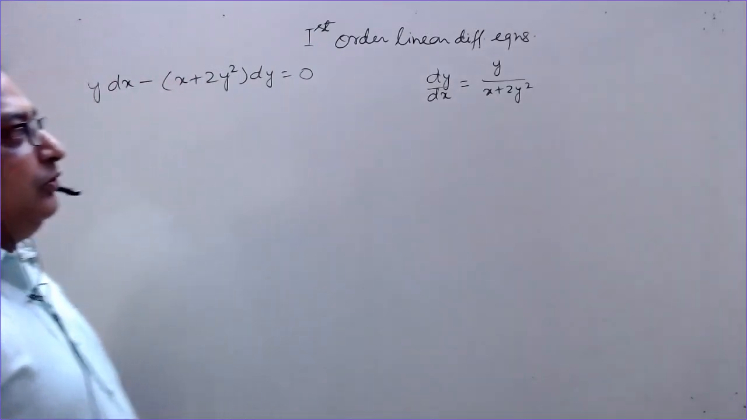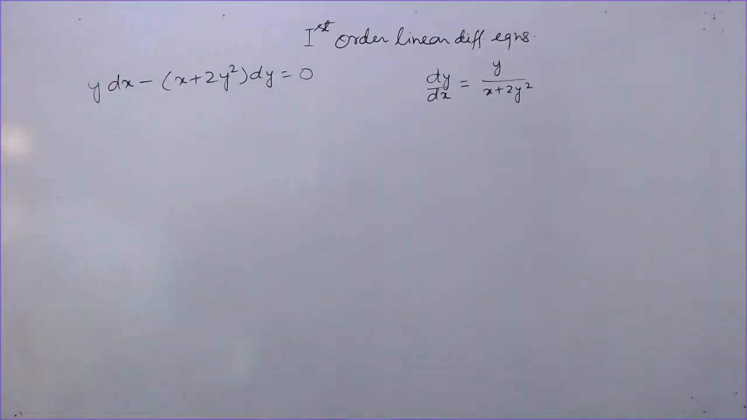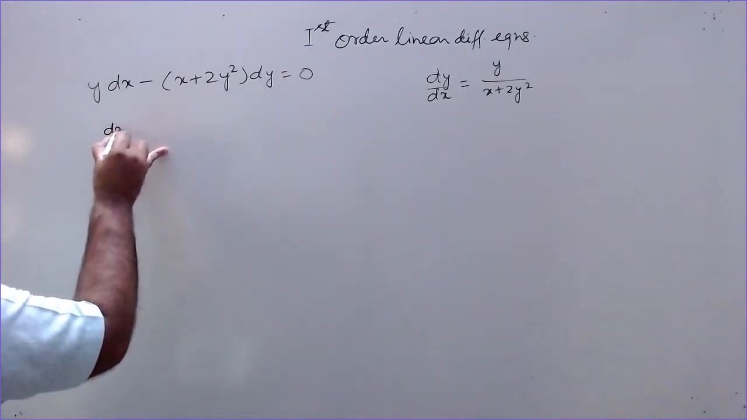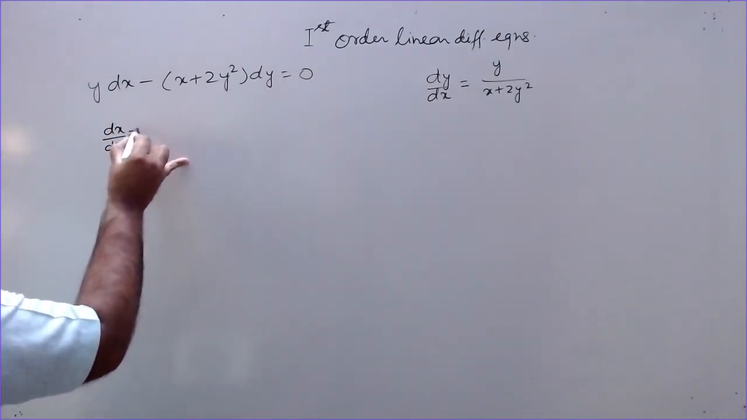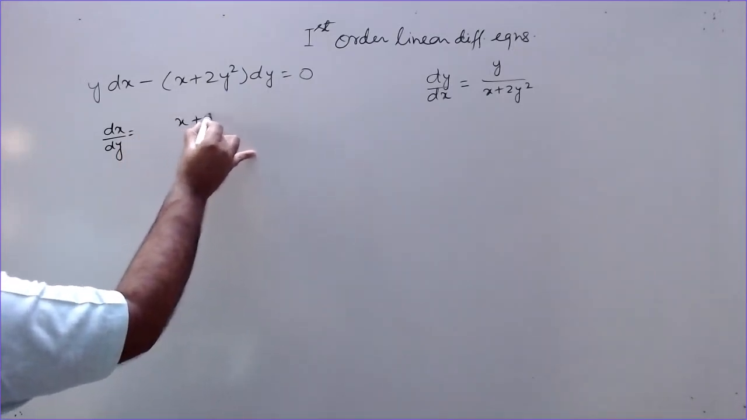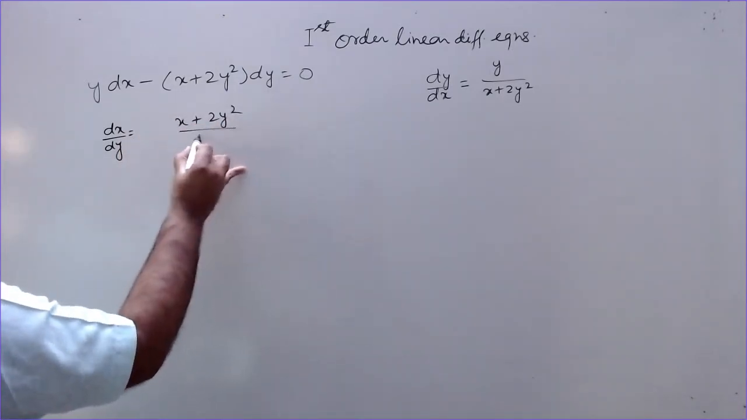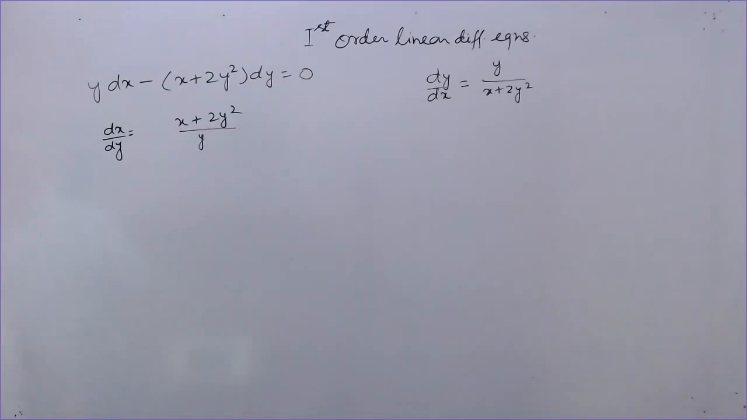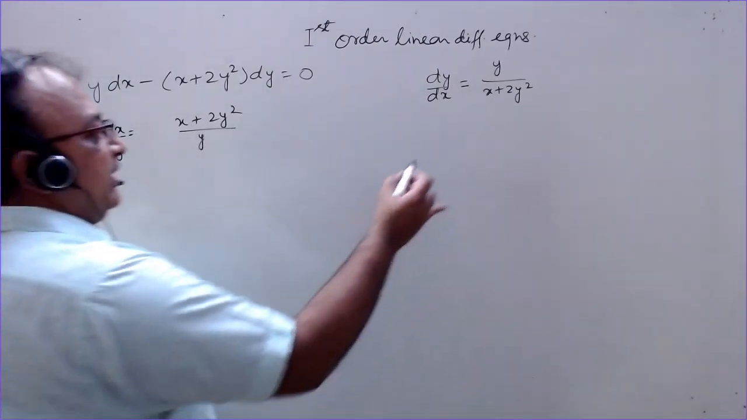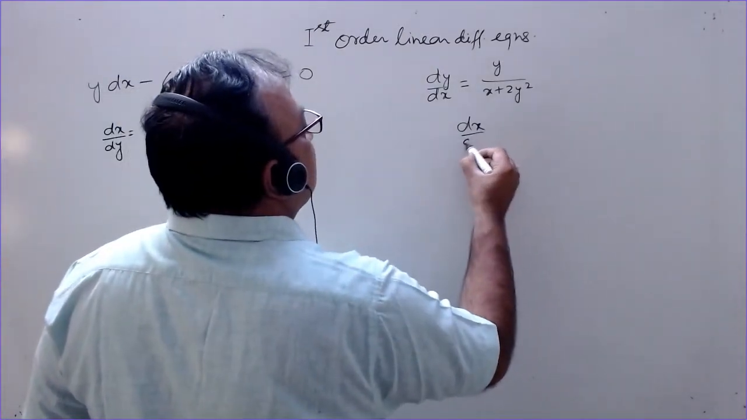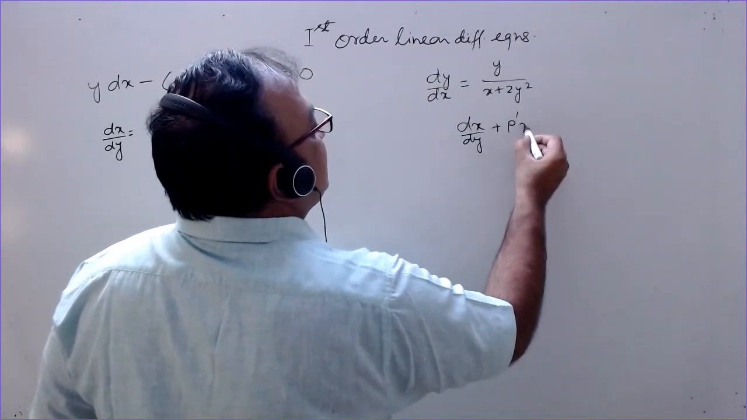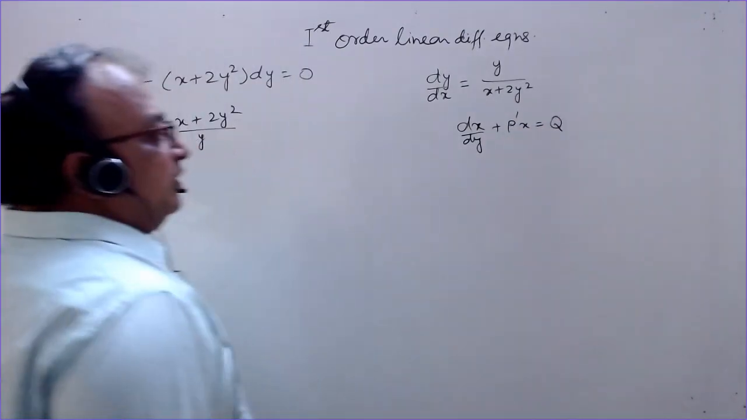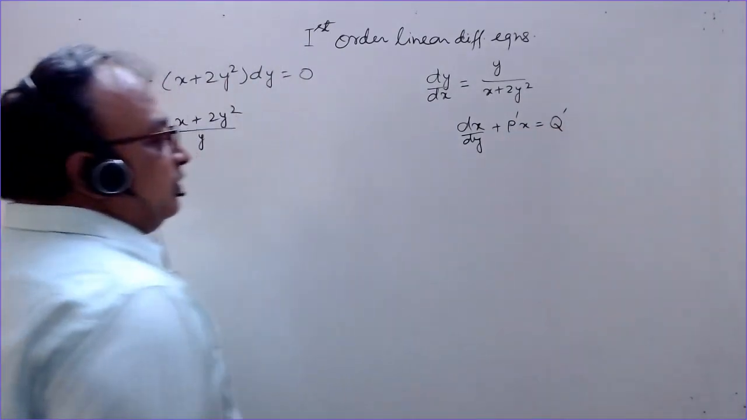So what to do now? Now we have to write the equation in another form. Write dx by dy. So dx by dy is (x plus 2y square) upon y. The equation which we just discussed was dx by dy plus p dash x is equal to q dash, where p dash and q dash are constants or functions of y only.